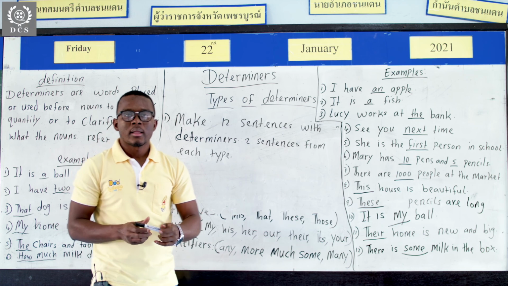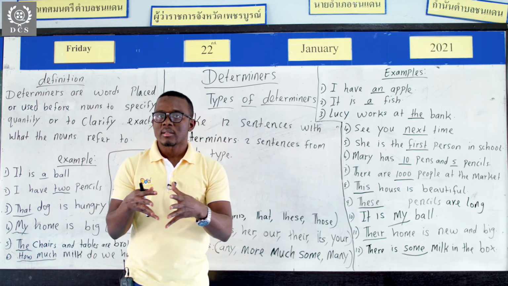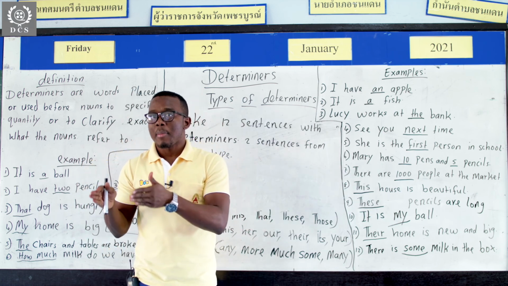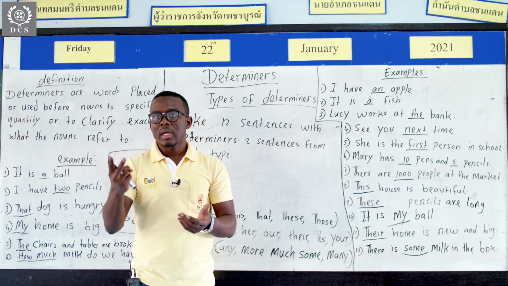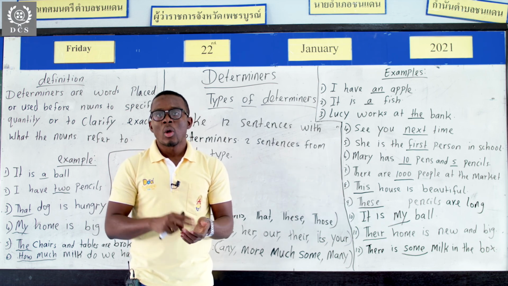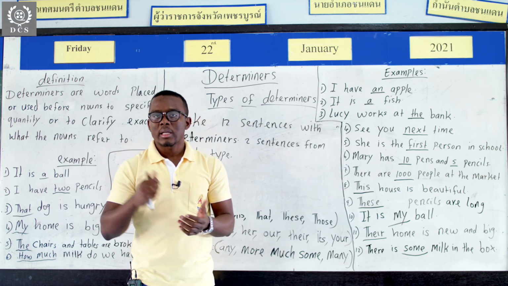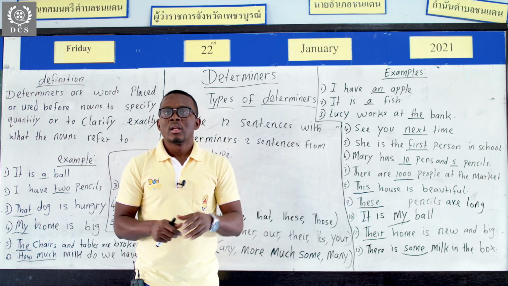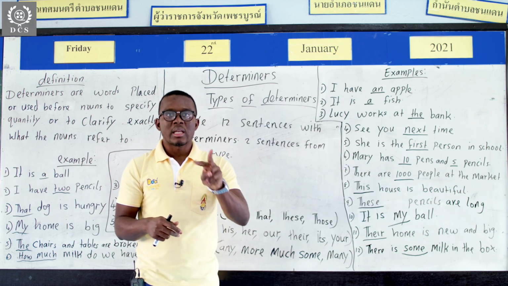What do I mean by that? There are 6 different types of determinants. So I want you to make 2 sentences from each type of determinant. For example, articles, 2 sentences. Numbers, 2 sentences. Ordinals, 2 sentences. Possessive, 2 sentences. Demonstrative, 2 sentences. So from each type of determinant, make 2 sentences each.